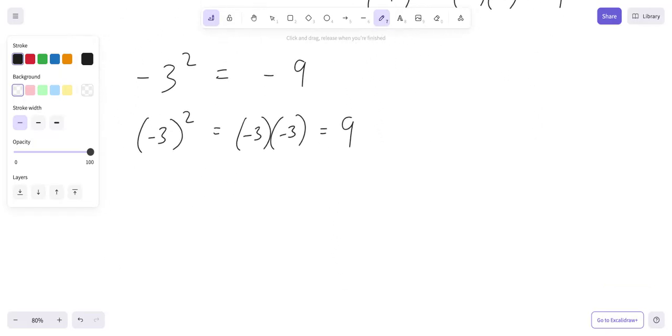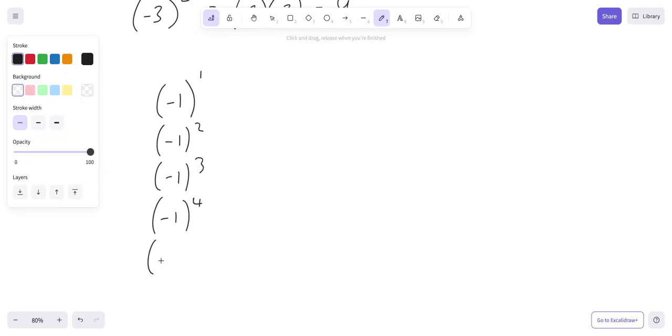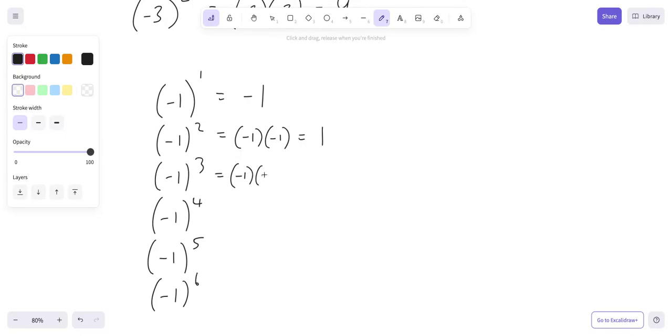And then one more pattern I want you to pick up. Negative 1 to the first power, negative 1 squared, negative 1 to the third power, negative 1 to the fourth, negative 1 to the fifth, negative 1 sixth. Negative 1 to the first power is just negative 1. Negative 1 squared is negative 1 times negative 1, which is positive 1. Negative 1 cubed is 3 of these, which is back to negative 1.